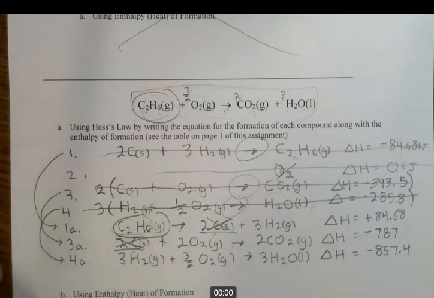All right, how about H2? Over on the right-hand side of this arrow, we have 3H2, and over on the left-hand side of this arrow, we have 3H2. So those two are going to cancel out.